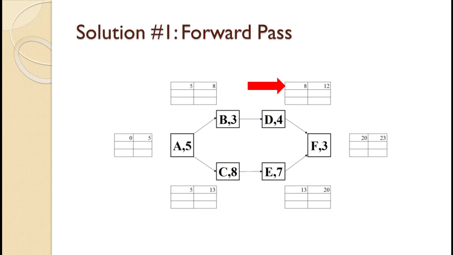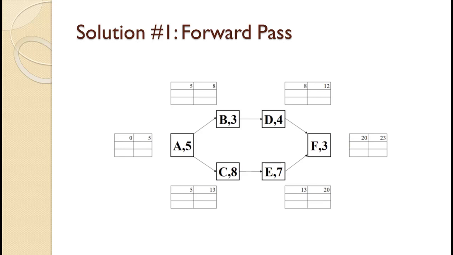Activity E has one line coming from C, so its early start time is 13 and 13 plus 7 equals 20. Activity F has 2 lines coming in from the left. When that happens in a forwards pass, you select the largest time. With 12 and 20, the largest is 20 and 20 plus 3 equals 23. That completes the forward pass, so we are ready to start the reverse pass.